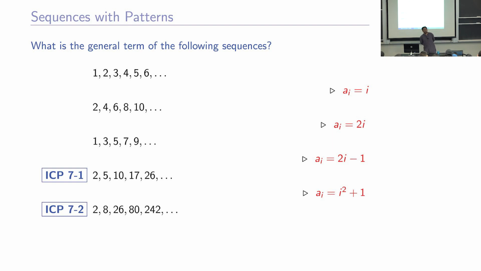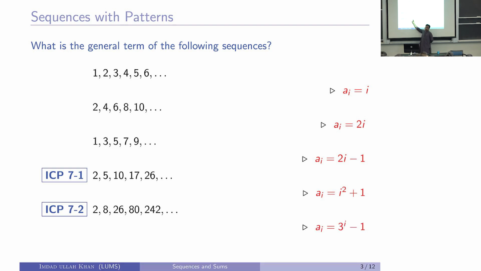Sorry? 3 to the i minus 1. Yes, powers of 3. This is a sequence of powers of 3 minus 1, right? So this is 3 to the 1 minus 1, 3 to the 2 minus 1, 3 to the third power minus 1, 3 to the fourth power minus 1, 3 to the fifth power minus 1. So the next one will be 3 to the sixth power minus 1 and 3 to the seventh power minus 1. So generally speaking, this is 3 to the i minus 1. Okay? It's a sequence.